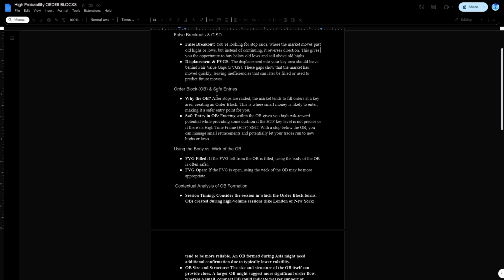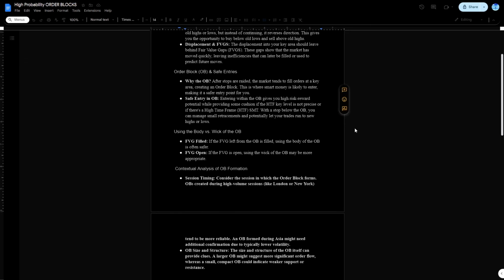A lot of the time, the noise in the middle is not useful, but getting into our turtle soup, it is useful knowing and understanding where our manipulation is, and once you know where the manipulation is, we're going to distribute through it. So, like I said, noise in the middle. For me, right after stops are raided, all the orders fill to 10.